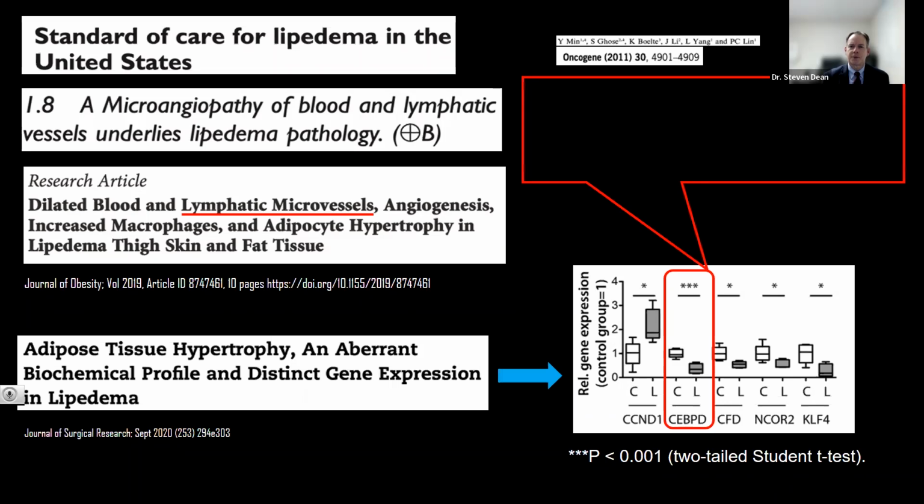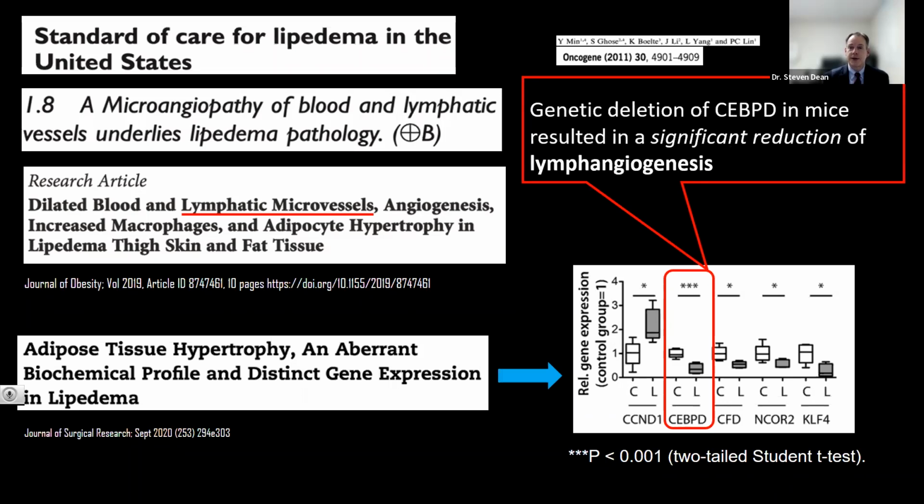That's not a journal I typically read, but it was very interesting that I found in this article that a genetic deletion of CCAAT enhancer binding protein delta in mice resulted in a significant reduction of lymphangiogenesis. So impaired lymphangiogenesis increases your susceptibility to developing lymphedema. Statistically, there's a distinct gene expression unique to the lipedema population that did not exist in weight matched controls. There's something else going on here at a small vessel and even a genetic level.